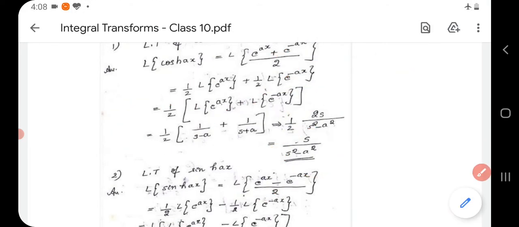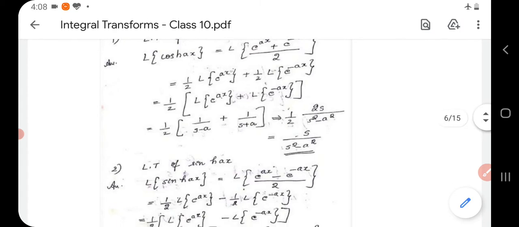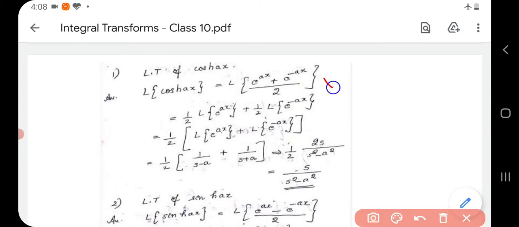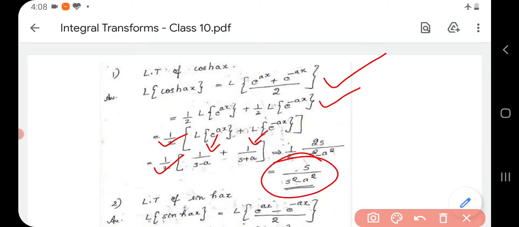Now, you know cos theta can also be written as (e raised to i theta plus e raised to minus i theta) by 2. Similarly, this one is also written in that manner. Now, you just split it into two, that is half Laplace transform of e raised to ax plus half Laplace transform of e raised to minus ax. Half is common, take it outside. This one is 1 by s minus a, this is 1 by s plus a. On simplification, you will get the formula to find the Laplace transform of cosh ax as s by s square minus a square.